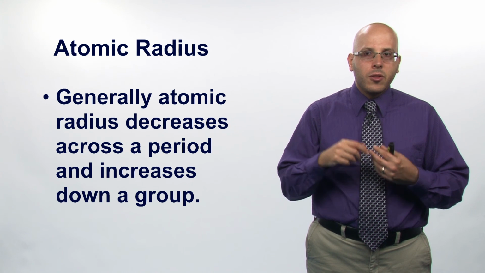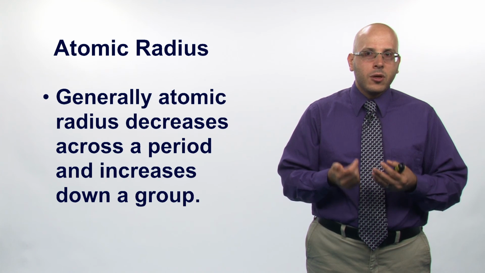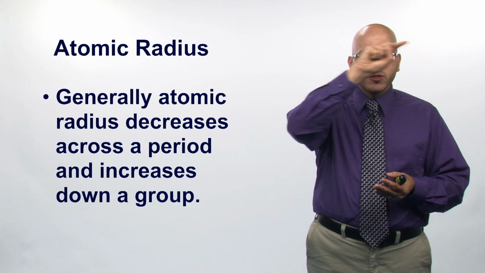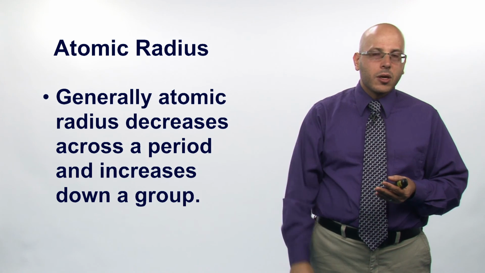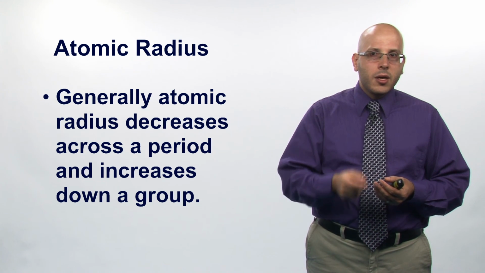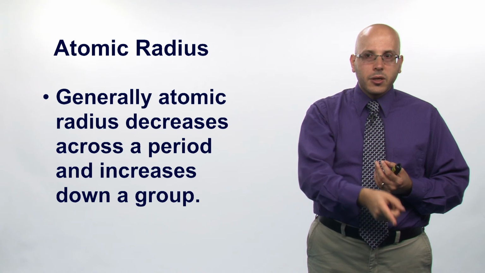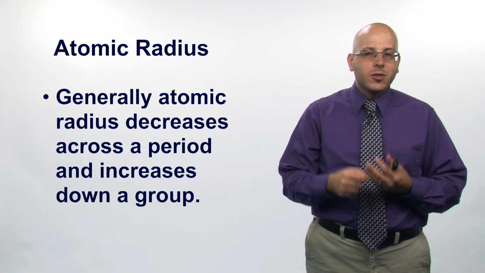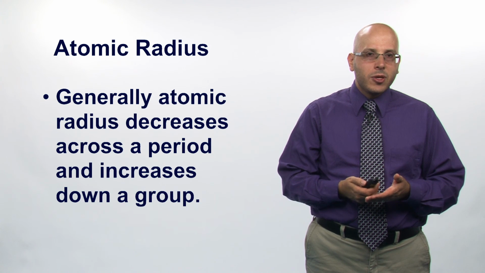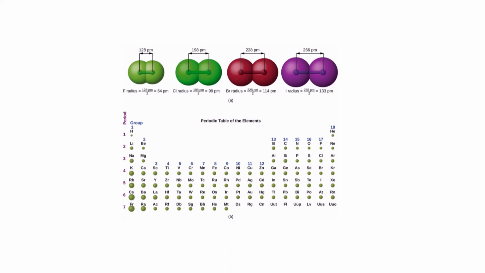Okay, so there are certain trends that I want to point out to you for atomic radius. As you go horizontally across, the atomic radius decreases, meaning the atoms get a little bit smaller. And as you go down vertically in a group, the atomic radius actually increases. They get bigger. And so what I'll do now is show you an image to illustrate this.